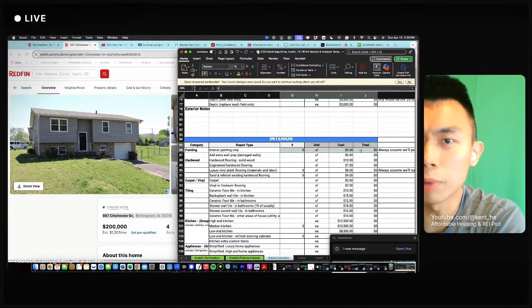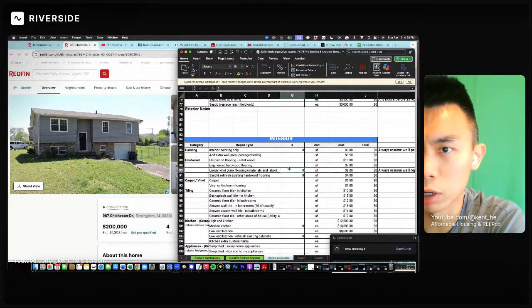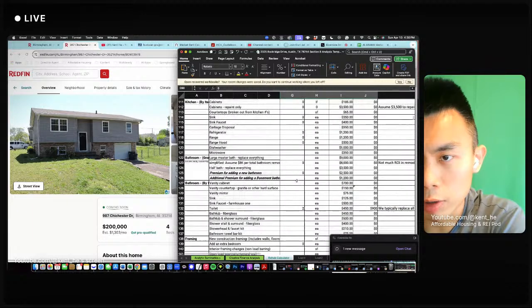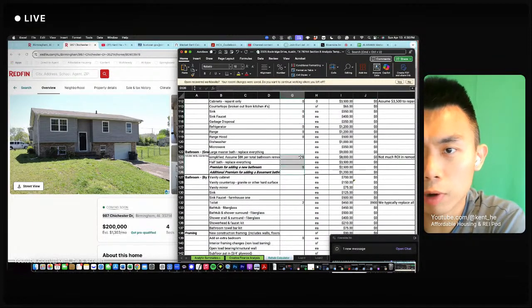I'm not going to have to paint any of the place, so I'm leaving this at zero. I'm assuming the pictures are good. I don't have to do any flooring work because I didn't see any carpet here, so row 90 is okay. I'm not doing any kitchen or bathroom renovations.